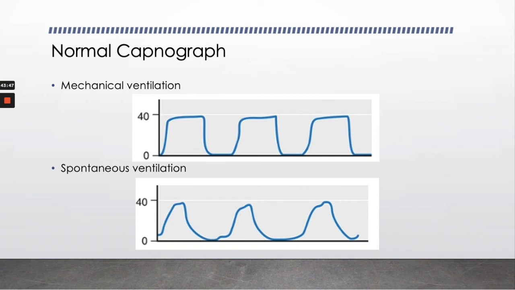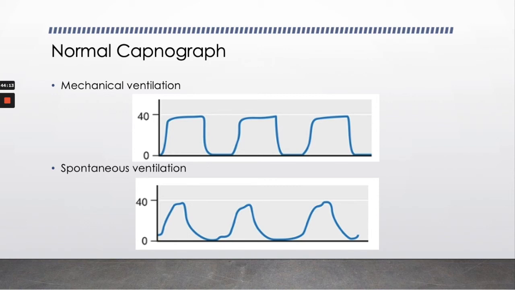So the top one is just mechanical ventilation, a normal capnograph, totally normal. We've got a normal alpha angle, a normal beta angle, a normal phase 0, 1, 2, and 3. Everything is looking good. We're returning back to baseline. So always go through and see what's normal and then go back to what's abnormal, and then you can deduce and see what's going on.